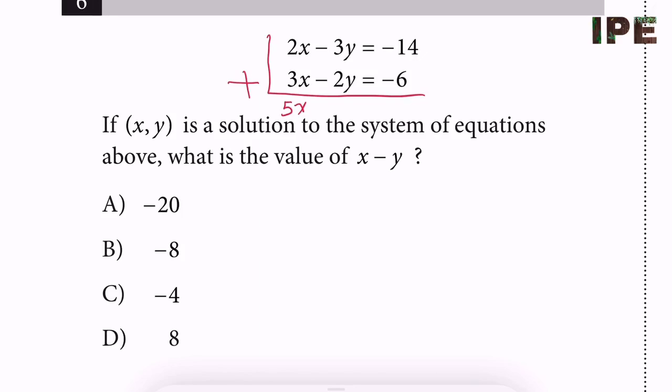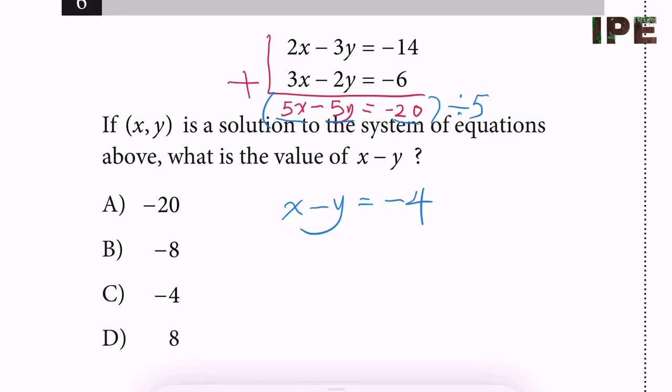Negative 3y plus negative 2y is negative 5y, equal to negative 20. Then I will divide all three terms by 5. 5x over 5 is just x. Negative 5y divided by 5 is just negative y. And negative 20 divided by 5 is negative 4.